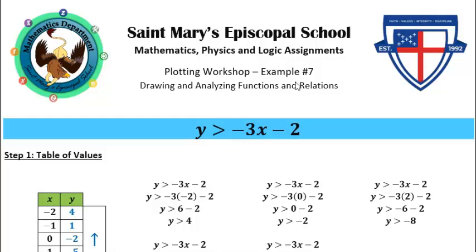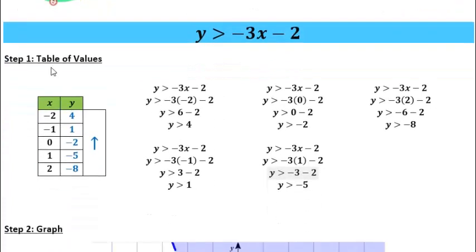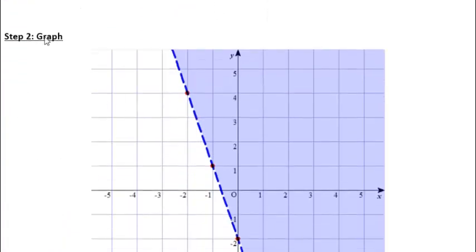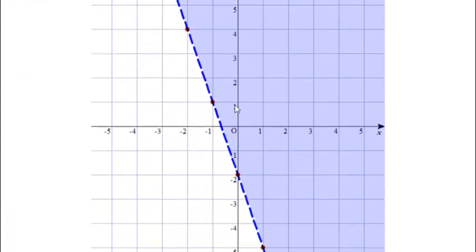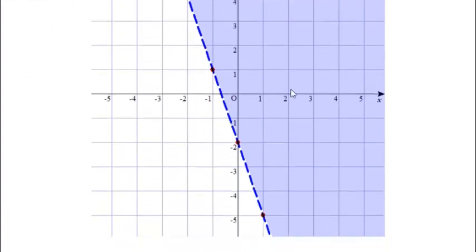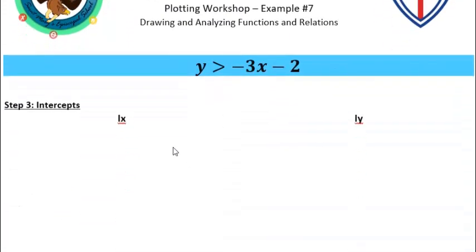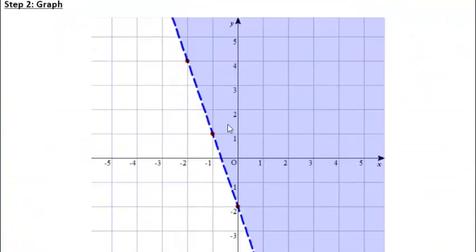Okay, we're working exercises from the plotting workshop and we're dealing with a linear inequality. We already did step 1, finding the table of values, and we also did step 2, drawing the inequality with all of the stuff that I had to add. And what we're going to do now is solve step number 3, finding the intercepts in this graph.